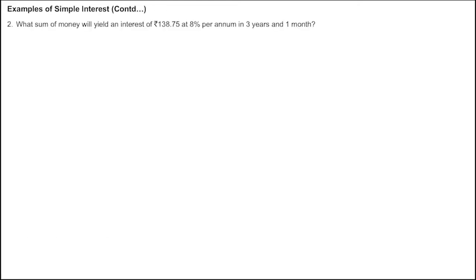What sum of money will yield an interest of rupees 138.75 at 8% per annum in 3 years and 1 month? Here, what is given to us?